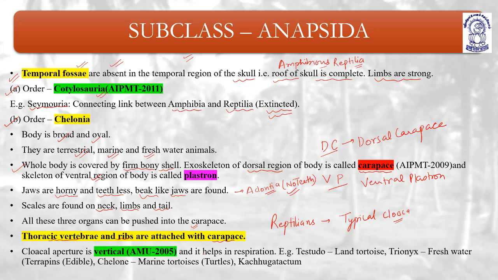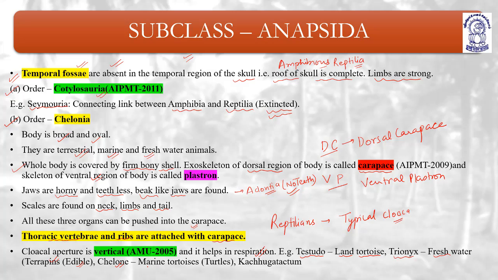This vertical cloacal aperture helps in respiration. Example: Testudo, which is the land tortoise. Trionyx, freshwater terrapins, which are edible. So freshwater terrapins means Trionyx.